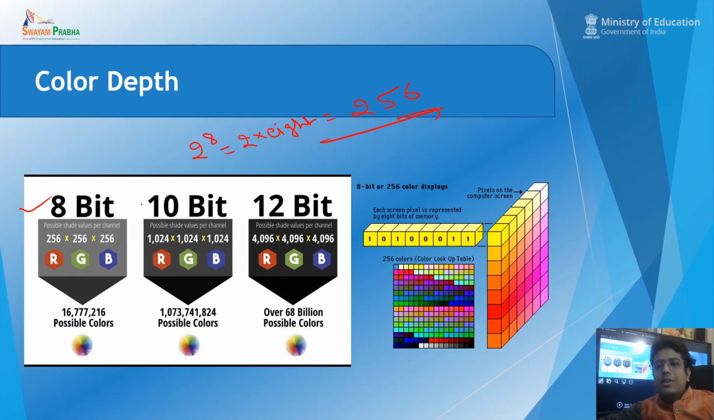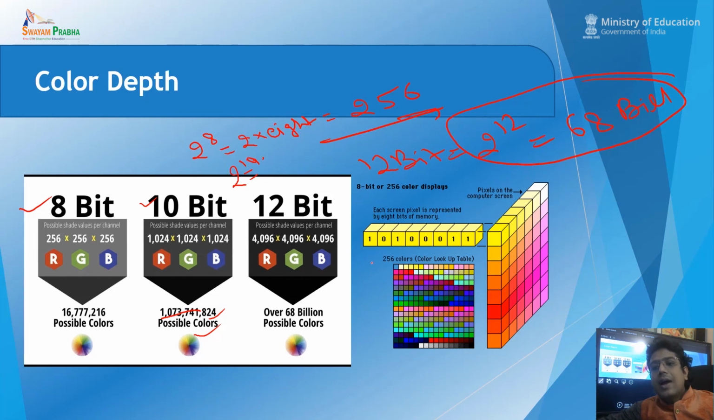If you are talking about 10-bit color, it is 2 to the power 10, and the result would be approximately 1,073,741,824 possible colors. If you are talking about 12-bit, 12-bit means what? 2 to the power 12, right? That is equal to possibly 68 billion colors, right? So this is a simple formula.